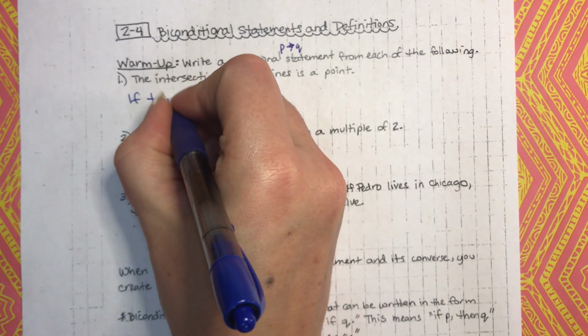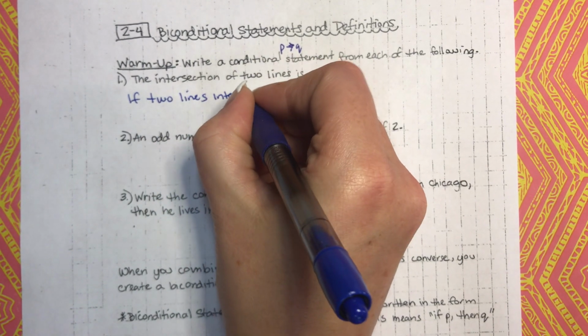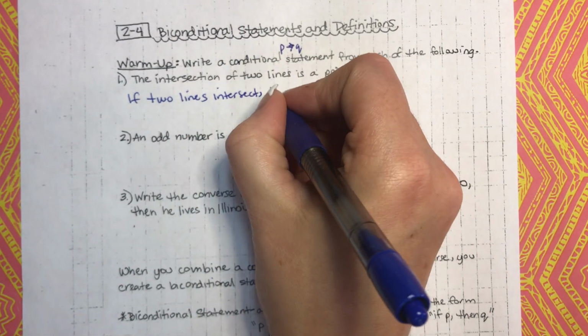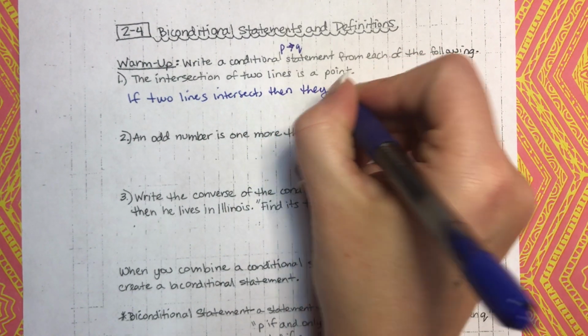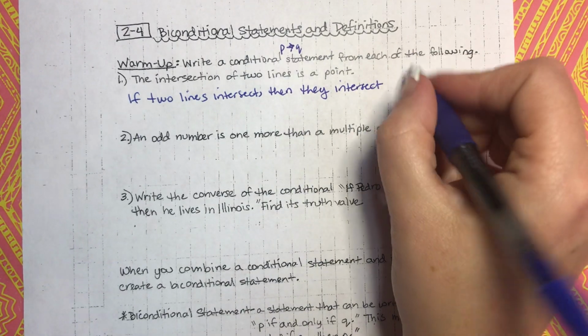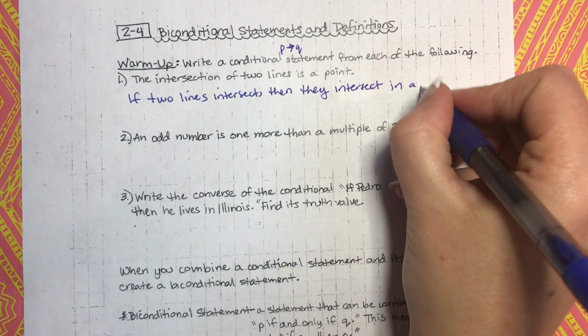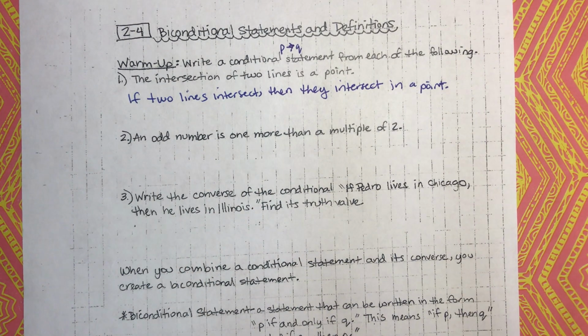So how we would say that is, if 2 lines intersect, then they intersect in a point. Okay, that would be the conditional for that one.